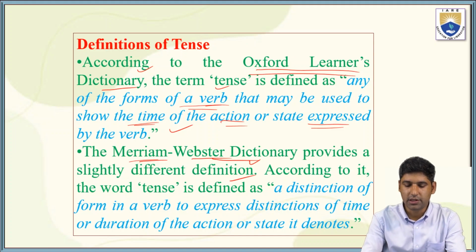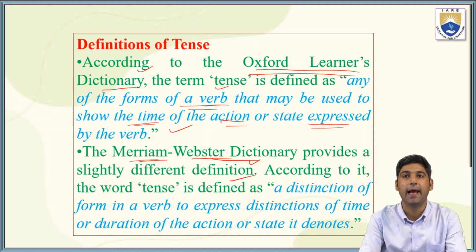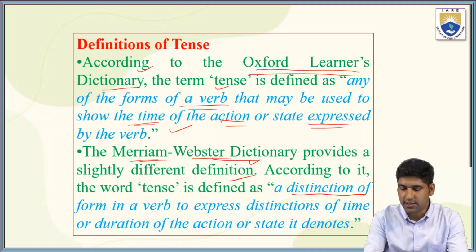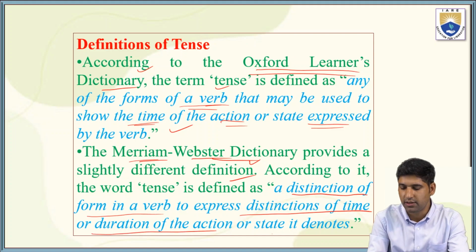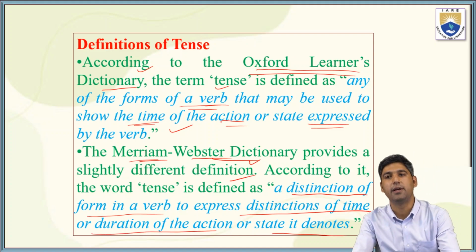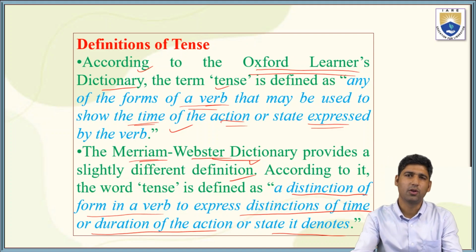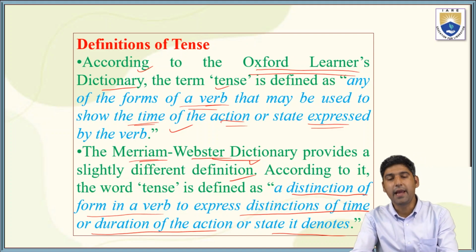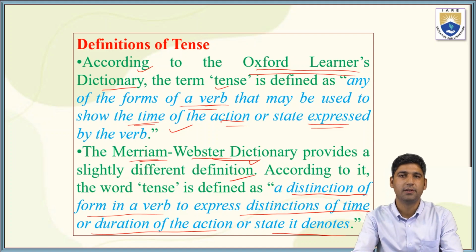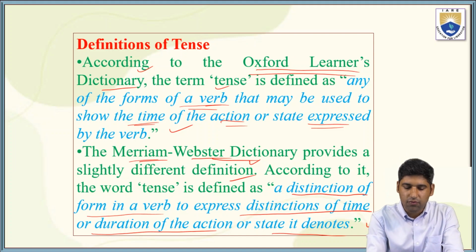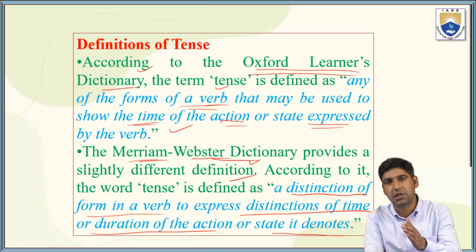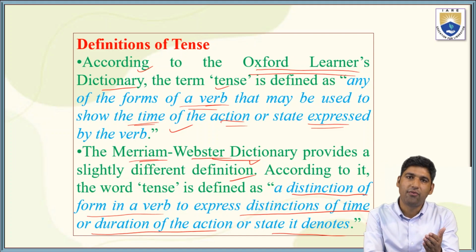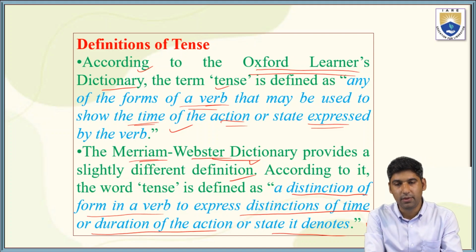And according to it, the word tense is defined as a distinction of form in verbs to express distinctions of time or duration of the action or state it denotes. Again, you will see it is the same point, but slightly different. A distinction of form in the verb. It is a variation in the form of the verb.